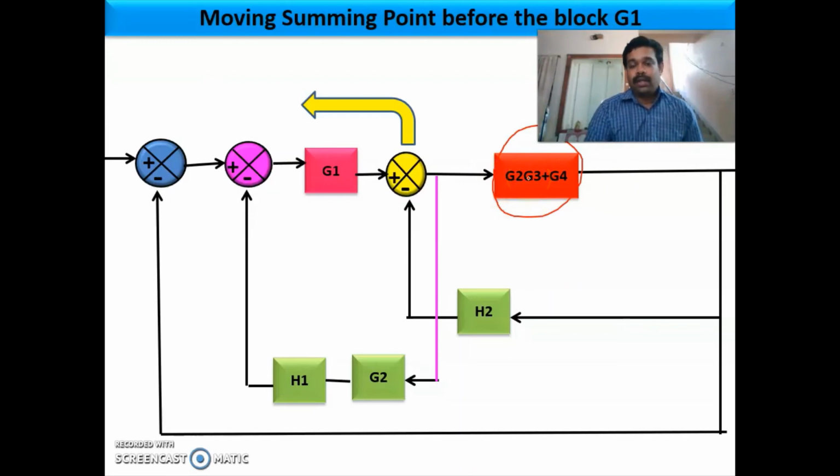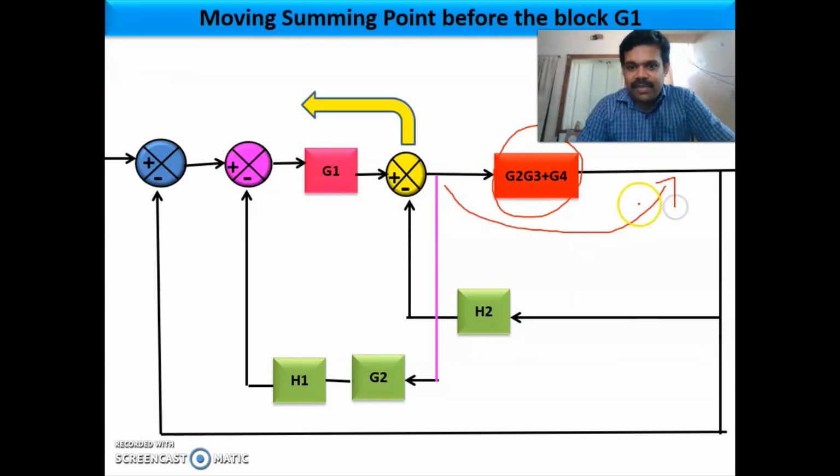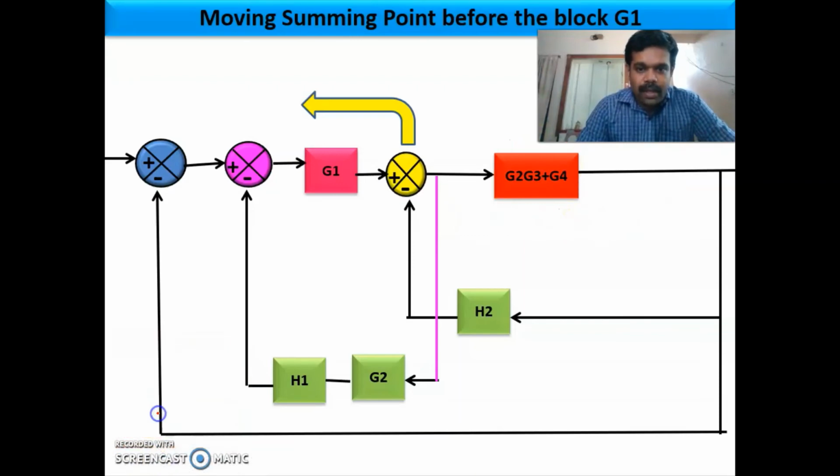Now, in the previous method, for the same problem, we moved this branch point here and solved. But in this problem, what we are going to do is move this summing point before this block. We are going to move this summing point before this block G1.